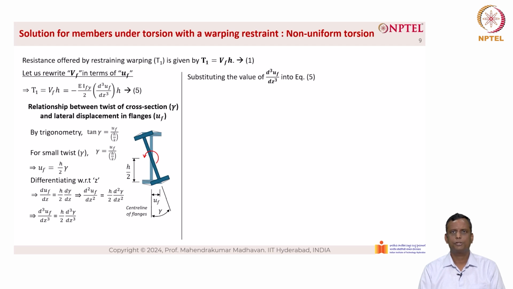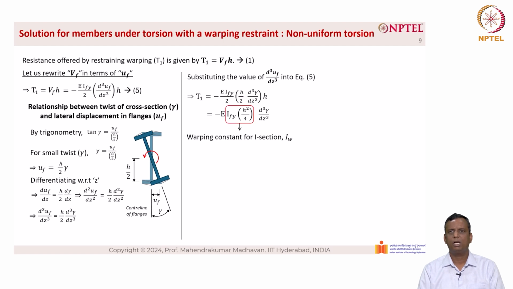So when we substitute the value of d cube U sub F by dz cube into equation 5, we have T1 equal to minus E I_Fy by 2 into h by 2 into d cube gamma by dz cube into h. So this becomes minus E I_Fy into h square by 4 into d cube gamma by dz cube. This I_Fy into h square by 4 becomes the warping constant for an I section, which is also known as I sub W. So T1 equal to minus E I_W into d cube gamma by dz cube.